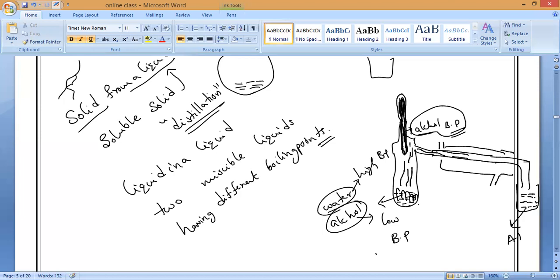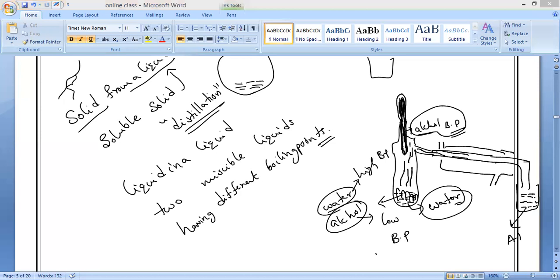And here who will be remaining? Water will be remaining. Yeah. So like this, we can separate them. Understand? So two miscible liquids, but they must have what? They must have different boiling points. Understand? So that is what you have to remember.